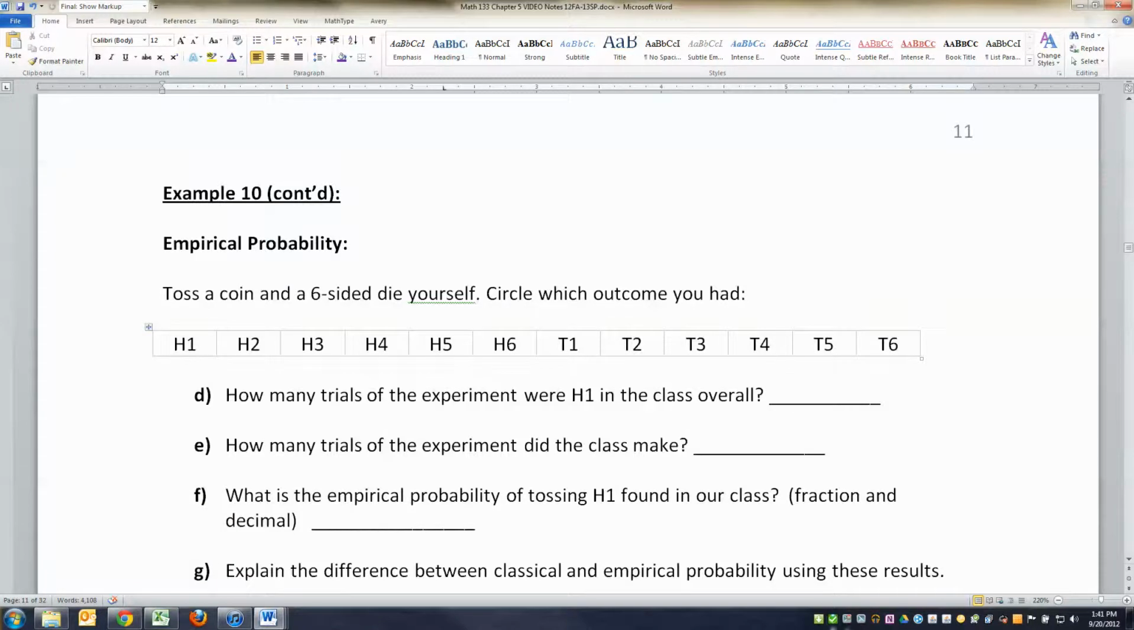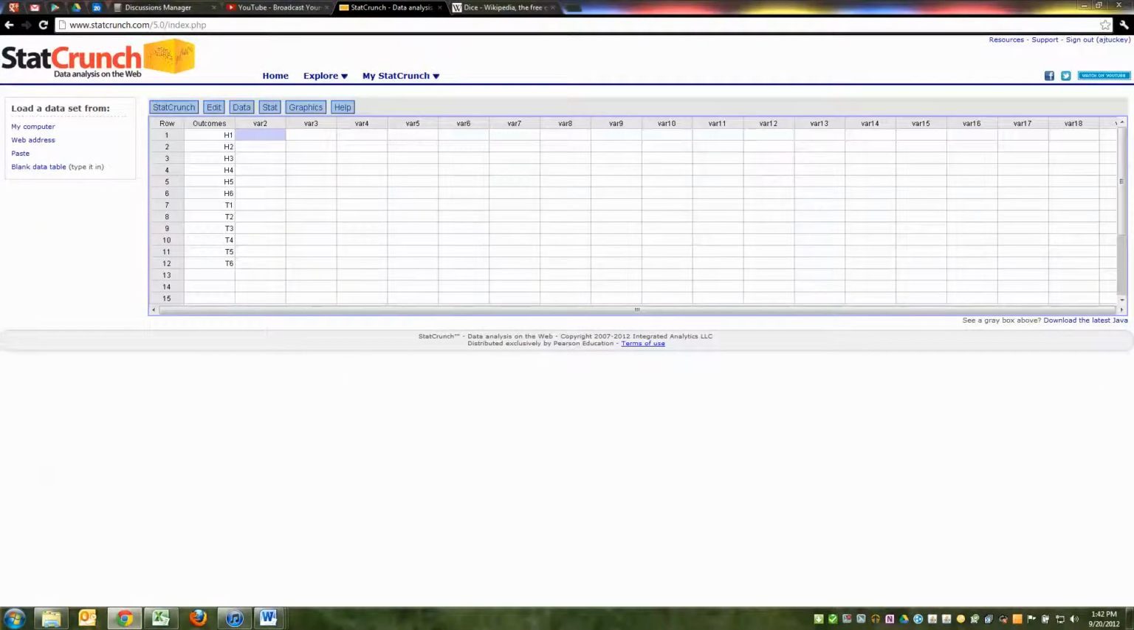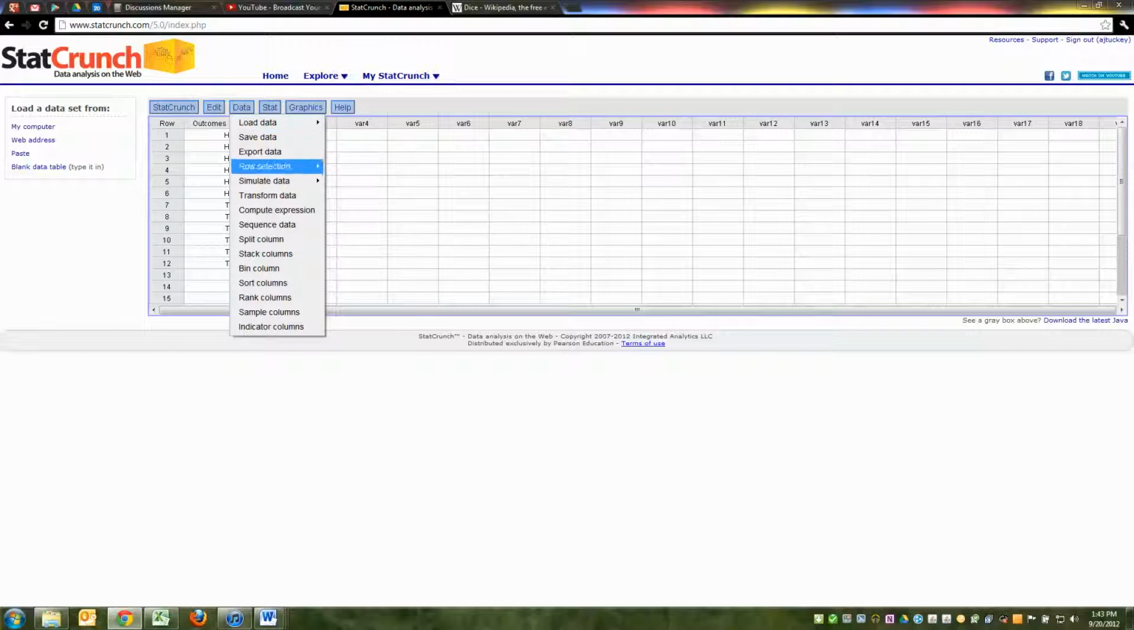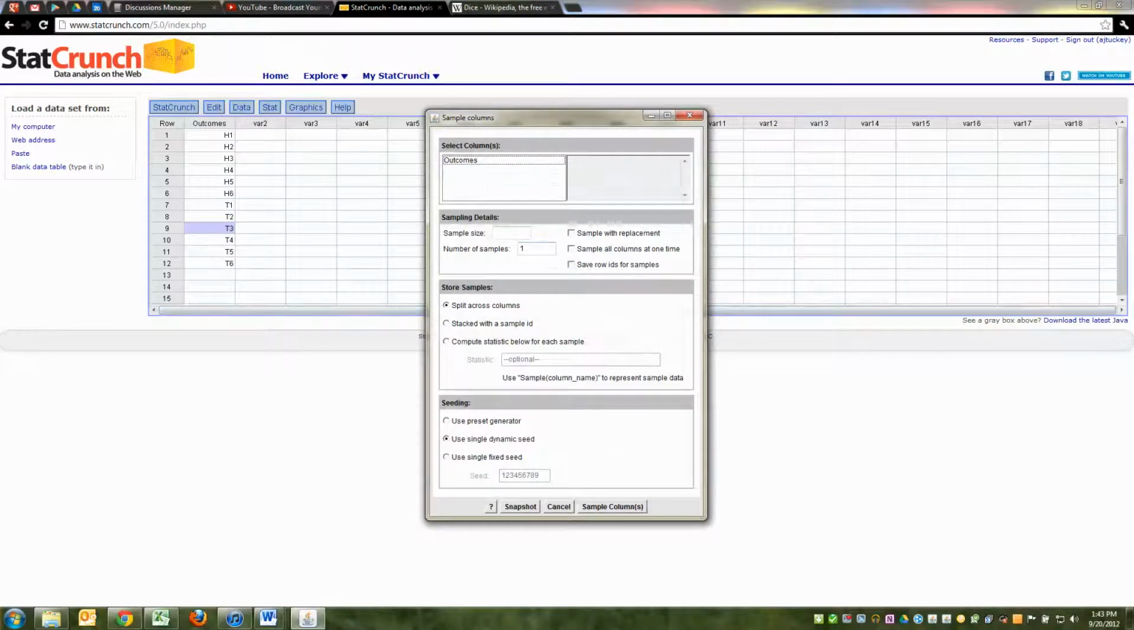So hold that thought. I went to StatCrunch, your handy dandy StatCrunch, available for free. Everybody loves it. What I did was type in the six outcomes for heads and six outcomes for tails. That's 12 outcomes, and I just wrote outcomes at the top. Now what I want to do is go to data, and let me find it in here. I found it. It's sample columns. I want to take a sample from that column.